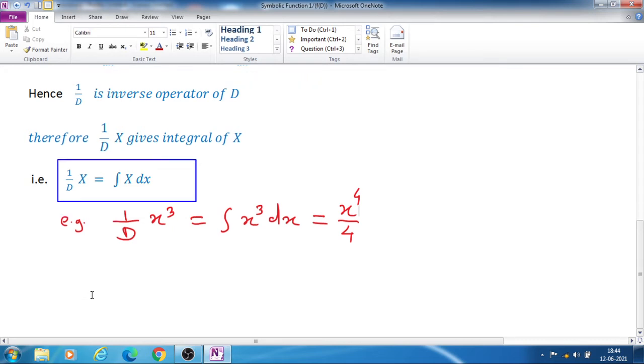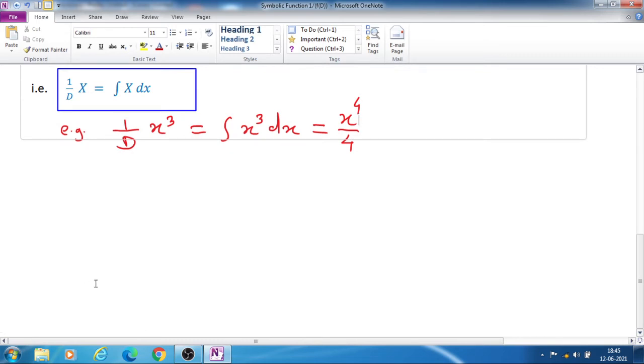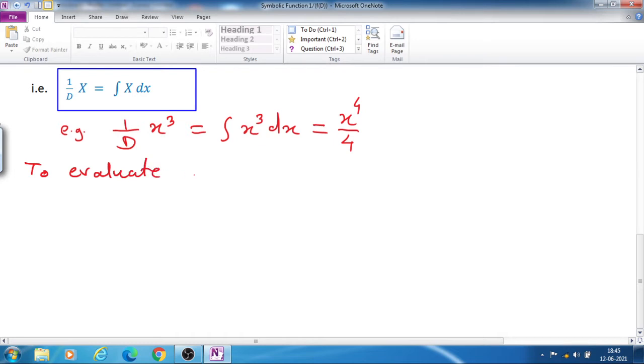Now we see other factors like 1 upon D, because f(D) contains factors also. To find the particular integral we must find the value of 1 upon f(D) into X. Therefore we must know how to evaluate 1 upon any factor like D minus a, where a is a constant.